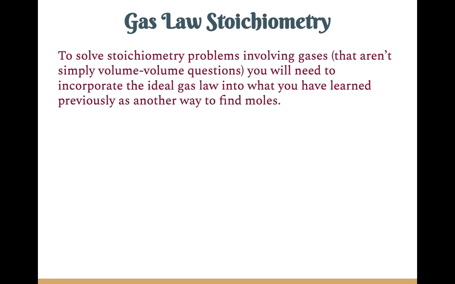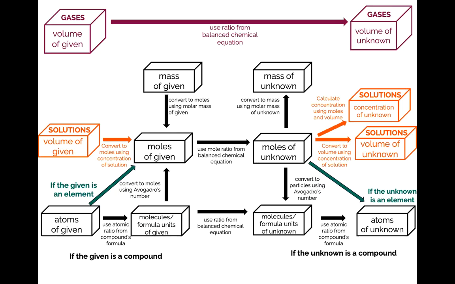To solve stoichiometry problems that are a bit more complex, they involve gases, but they're not simply volume questions. We're going to need to incorporate the ideal gas law into what we've learned previously as another way to find moles. We know that the moles are the foundation of our stoichiometry. And remember that ideal gas law, PV equals nRT, that n is moles. So when you have all that other information about the gas, you can find moles. Or if you have moles, you can find the volume. So if we look at our map, now when we have a volume of a gas given, we can get to moles using the ideal gas law. Or if we need to find the volume of an unknown gas, we can convert from moles to that volume using the ideal gas law.